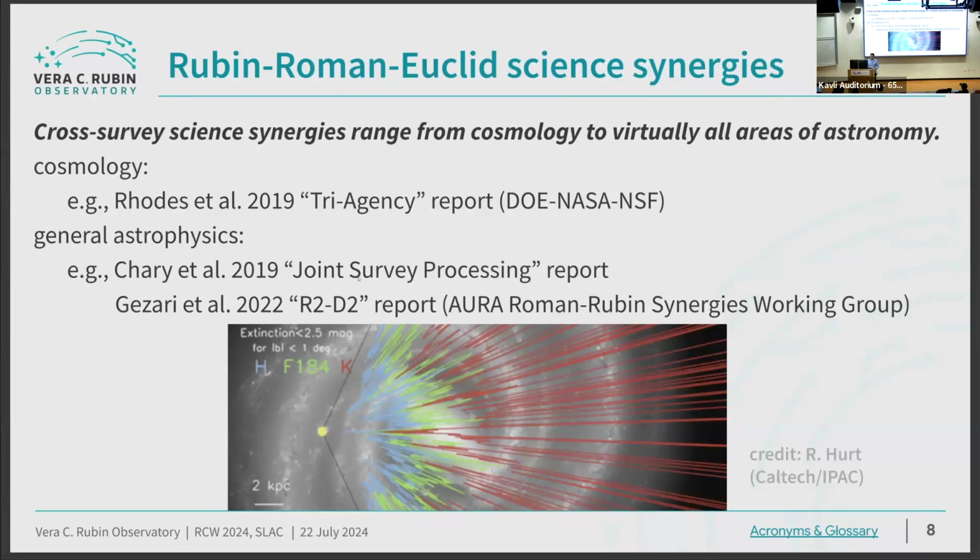And here's an example from the non-cosmology area of what you can do by mapping the whole galactic plane. If you were able to combine deep data from, say, Roman and Rubin in the plane, you could essentially see through the dust across all of the Milky Way and make a better 3D dust map than ever before.